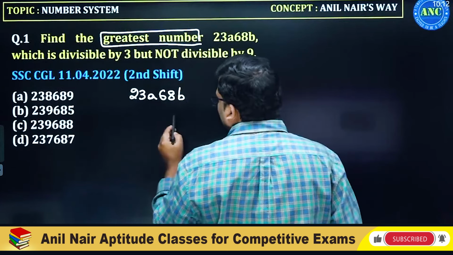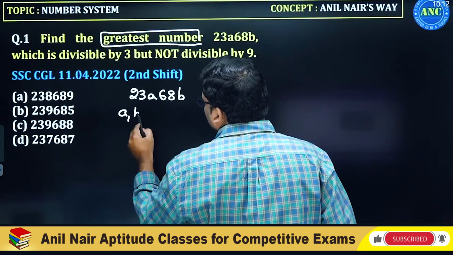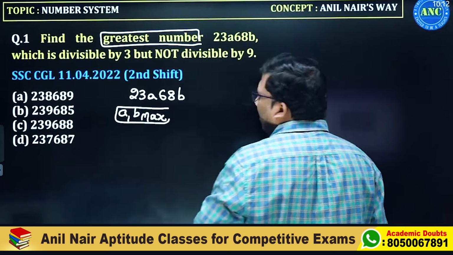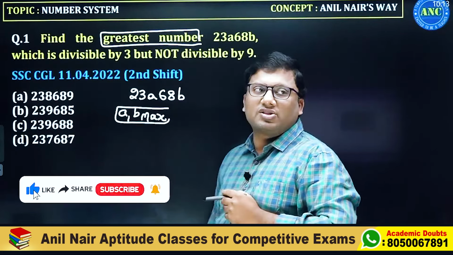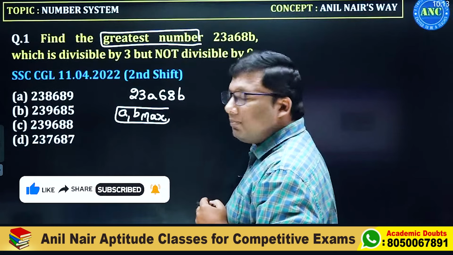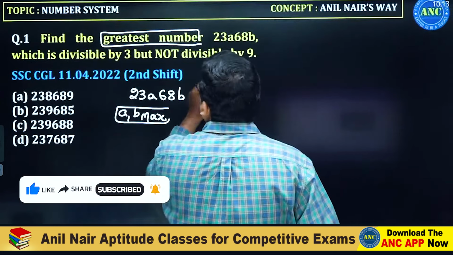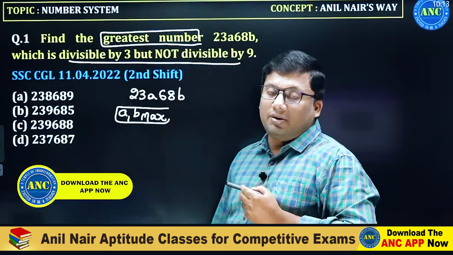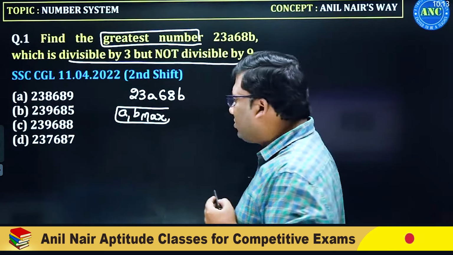So the question is asking that A and B should be maximum. Then only the value will become maximum. Find the greatest number 23A68B. What is the condition that this number has to fulfill? The number should be divisible by 3.